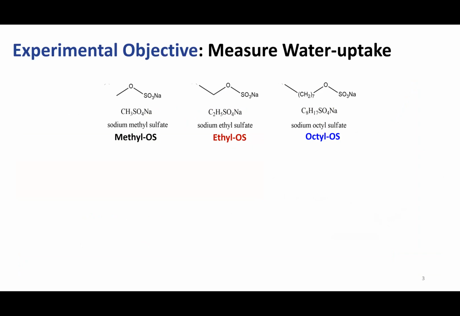Here, we explore three relevant and abundant organosulfate chemicals that vary in the length of their carbon chain. Moving on, I'll be referring to them using their abbreviated names that are shown below each structure.